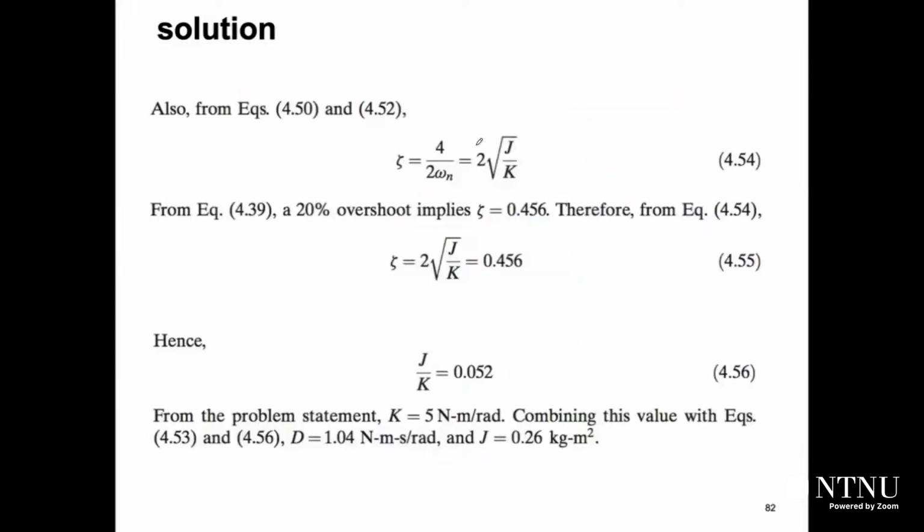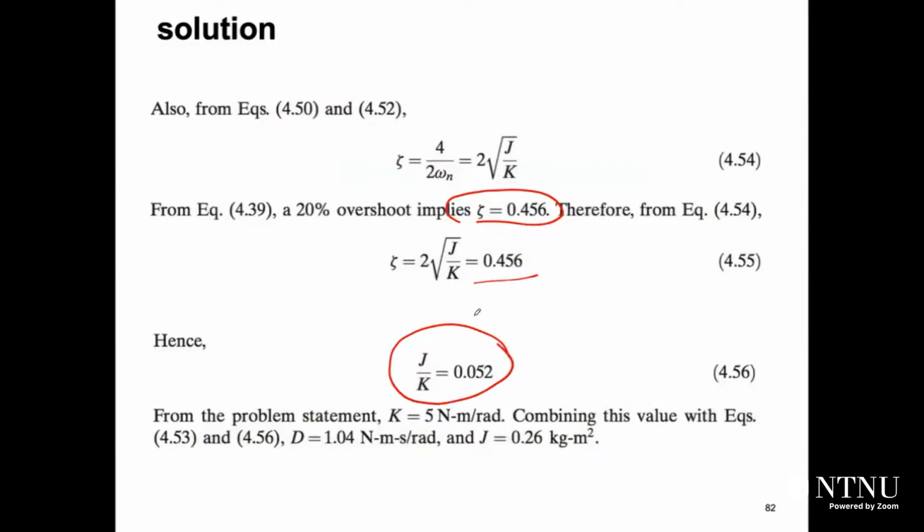So zeta will be 4 divided by 2 zeta omega n, which equals 2 multiplied by square root J by K. For 20% overshoot, we will find the zeta. So zeta will be this value. Substitute this value here. So we will find the square root of J divided by K equals this one. Square it and divide by 2. So J divided by K will be this number.